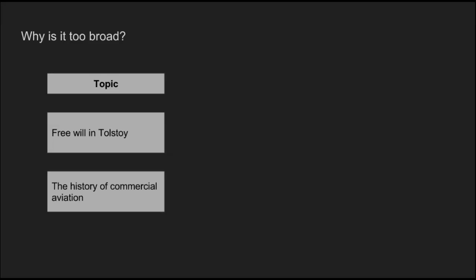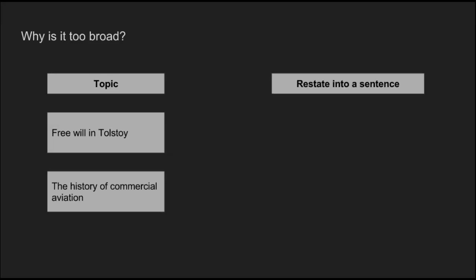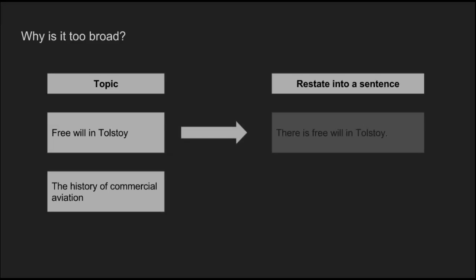Okay, why is it then too broad? If I can say my topic in 4 to 5 words it's too broad, but why is it so? Well, if we take a look at the 2 that we have, the way that you could tell if it's too broad is turning it into a sentence to see if that sentence goes anywhere. All right, so free will in Tolstoy becomes there is free will in Tolstoy. Well, that's kind of like a duh. Thank you for letting me know there is that. It just becomes, you're telling me where you're at rather than a journey of discovery.